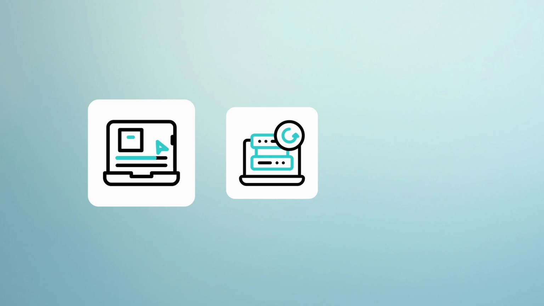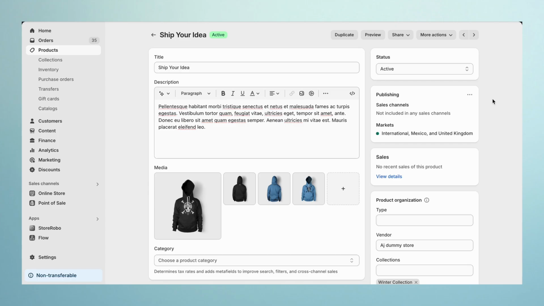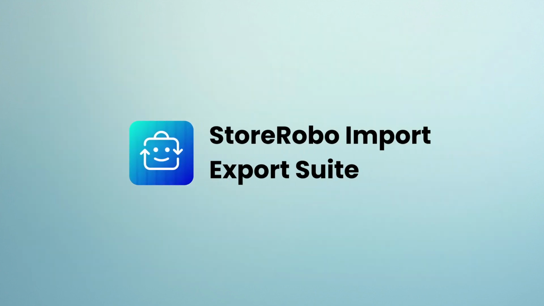Sometimes you just need to update the status of a whole bunch of products at once. Maybe you're moving products from draft to active before a big launch, or archiving seasonal items that are no longer on sale. Sure, Shopify gives you basic tools to manage product status, but when it comes to bulk updates, it's far from efficient. That's where the StoreRobo Import Export Suite by WebToffee comes in.